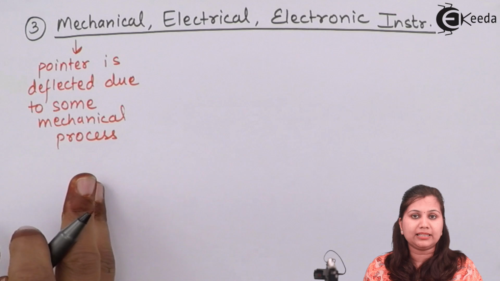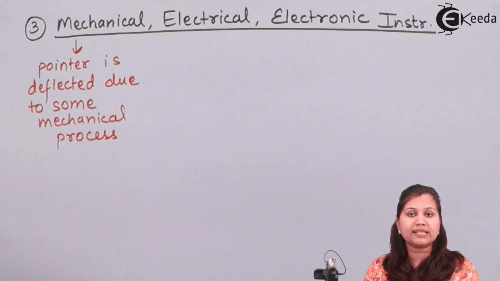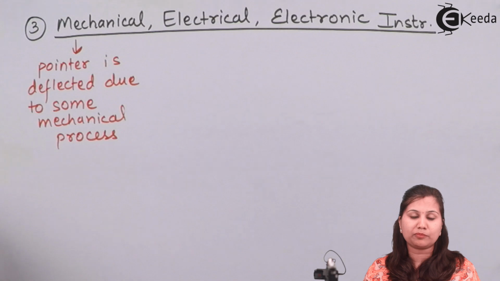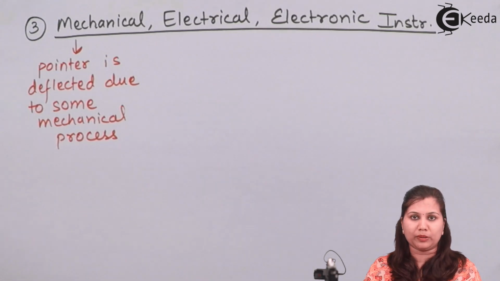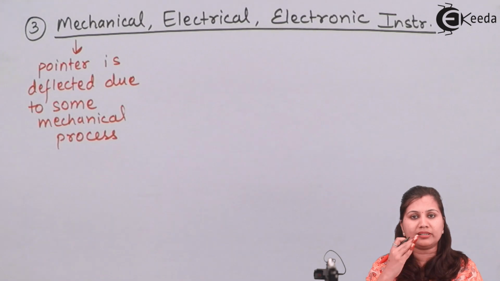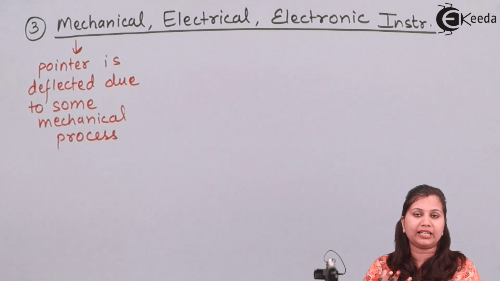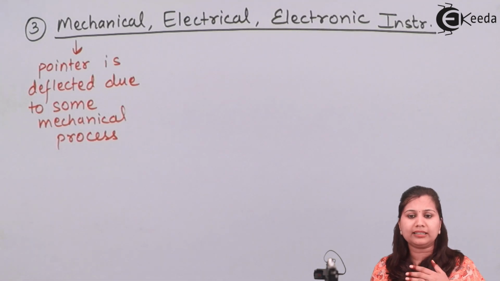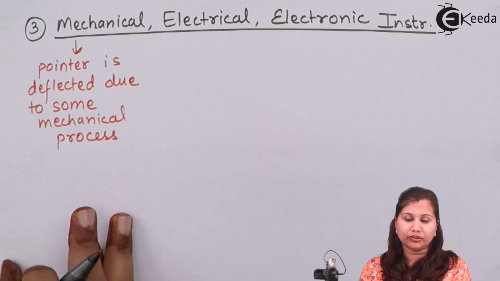Now these mechanical instruments are somewhat heavy because mechanical parts are involved in them, and because these mechanical parts are very heavy and friction is caused between them, these instruments are very slow in process. So the pointer is deflected very slowly, and the readings we can take from the instrument are slow. So they are slow in their working.